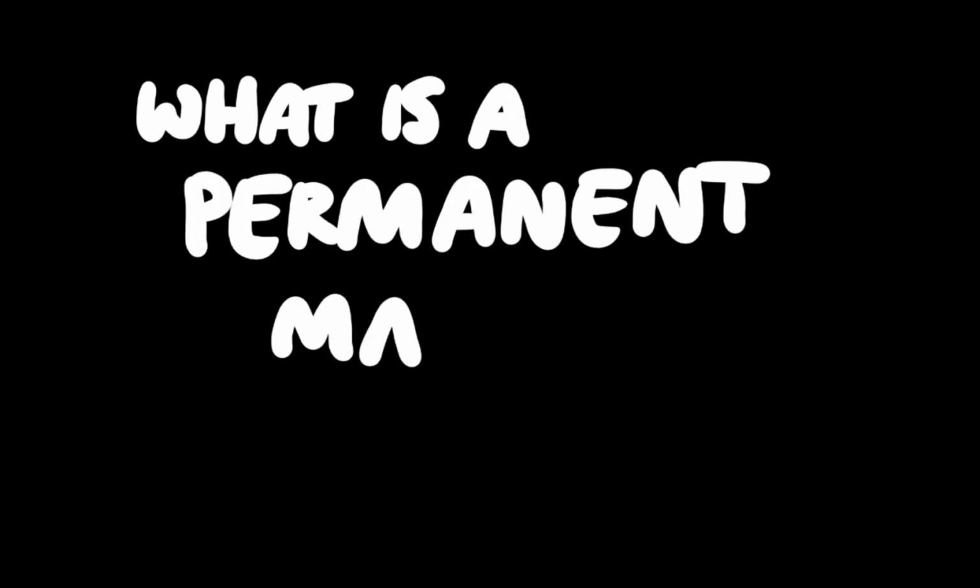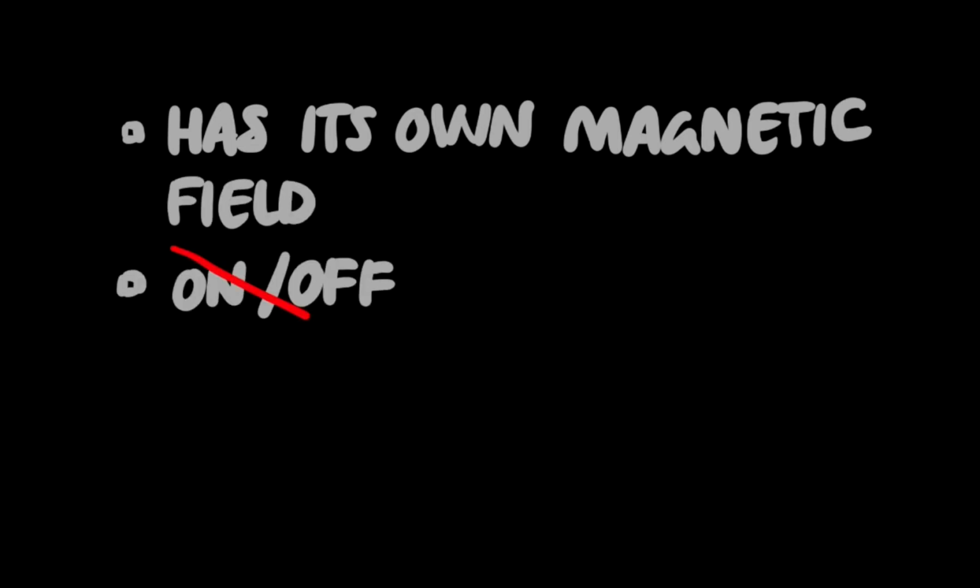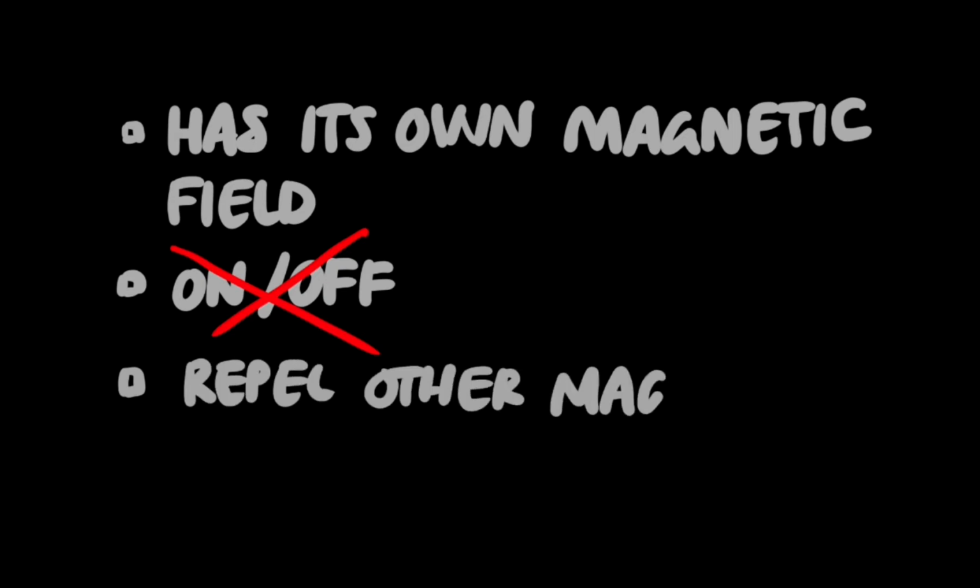What is a permanent magnet? A permanent magnet is one that has its own magnetic field, which, you guessed it, is permanent. So you can't turn it on or off. Another important feature of permanent magnets is that they repel other magnets.